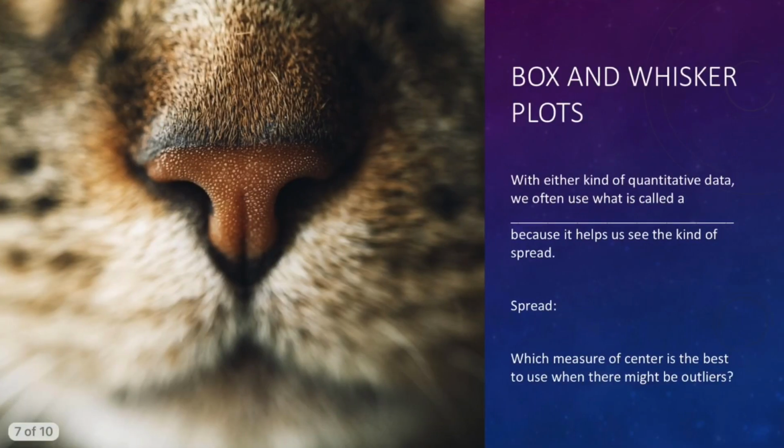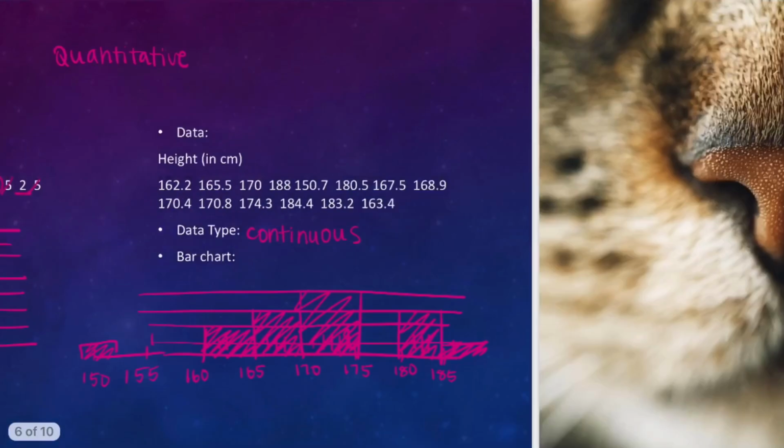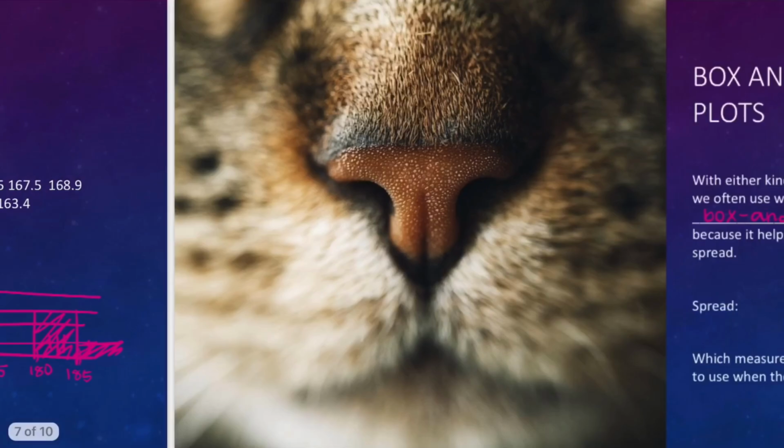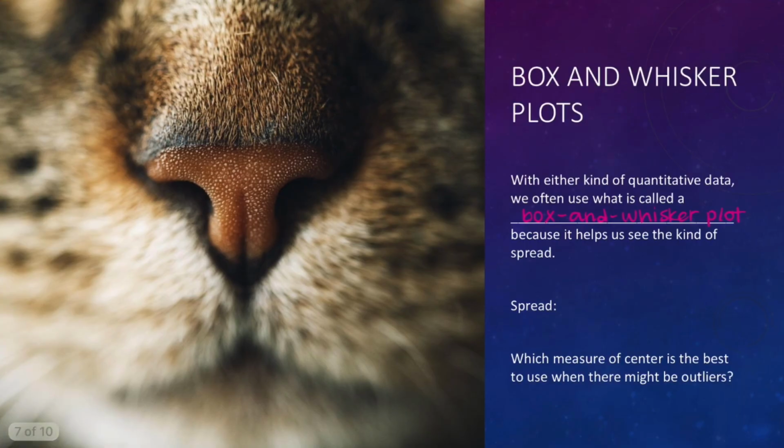We also have this other thing called Box-and-Whisker plots. So when we use either kind of quantitative data, like discrete or continuous, we often use what's called a Box-and-Whisker plot because it helps us see kind of the spread. So if we kind of look back over here, you can kind of see there's like nothing on the sides, and then in the middle there's a lot more. And so it's spread out.